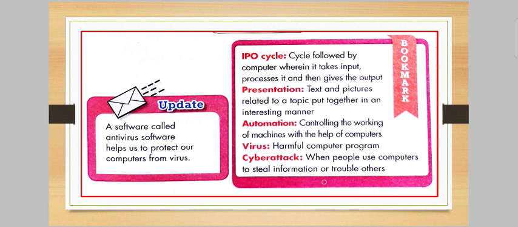Next is automation. Controlling the working of a machine with the help of the computer is called automation. Next is virus, a harmful computer program. Next is cyber attacks. When people use the computer to steal information or trouble other users, it is called cyber attacks.